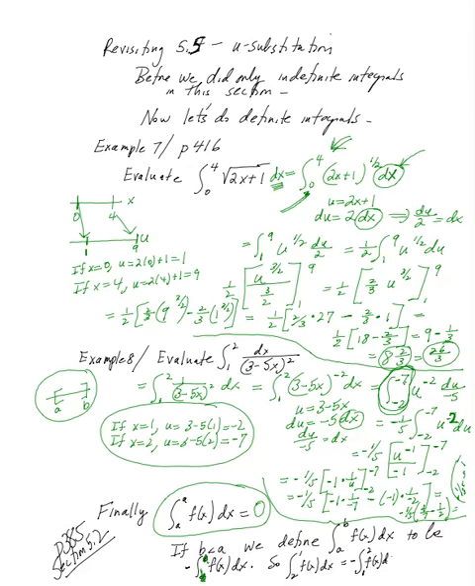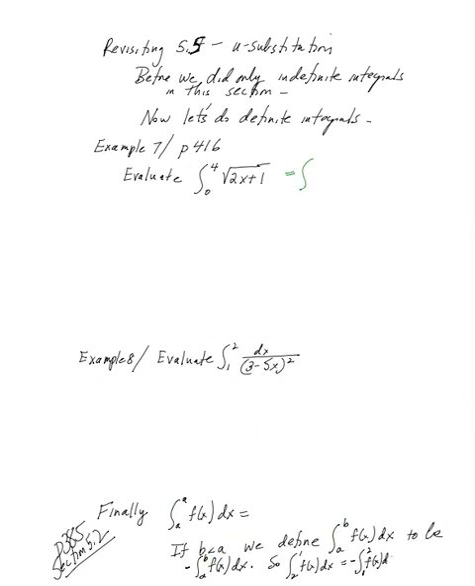But before, we only worked with indefinite integrals. What if we have a definite integral? Okay? So examples 7 and 8 on page 416 in section 5.5 illustrate this. So let's evaluate the definite integral from 0 to 4 of the square root of 2x plus 1. Okay, that's the definite integral from 0 to 4 of (2x plus 1) to the 1/2 power.